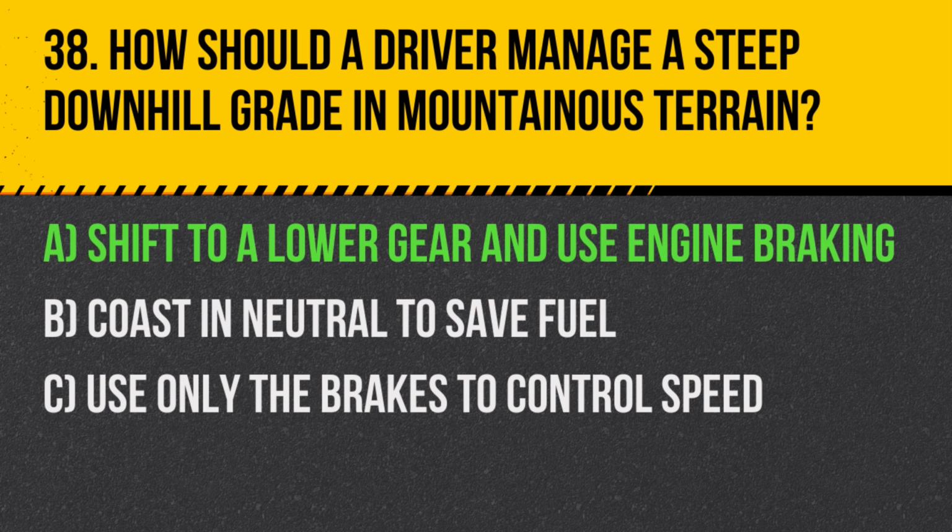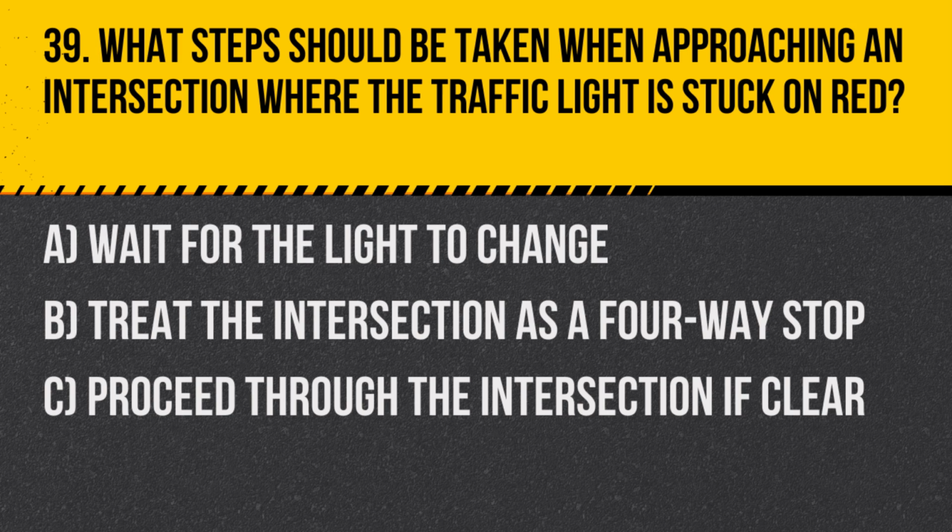Answer A. Shift to a lower gear and use engine braking. This helps control speed and prevents brake wear. Question 39. What steps should be taken when approaching an intersection where the traffic light is stuck on red? A. Wait for the light to change. B. Treat the intersection as a four-way stop. C. Proceed through the intersection if clear.